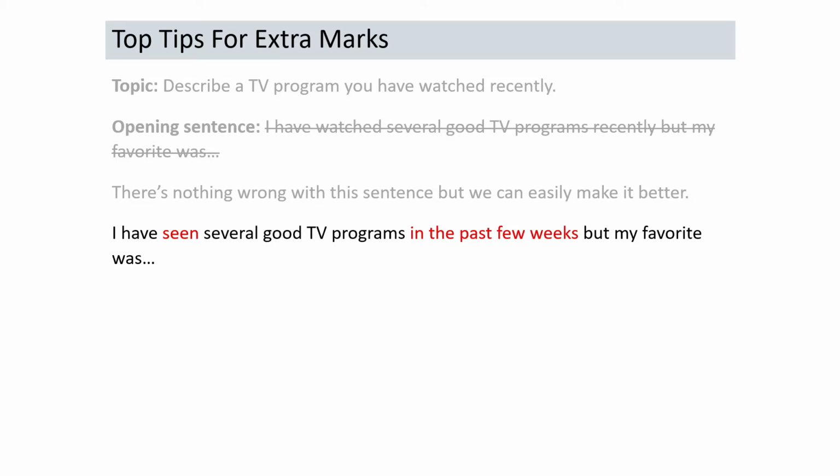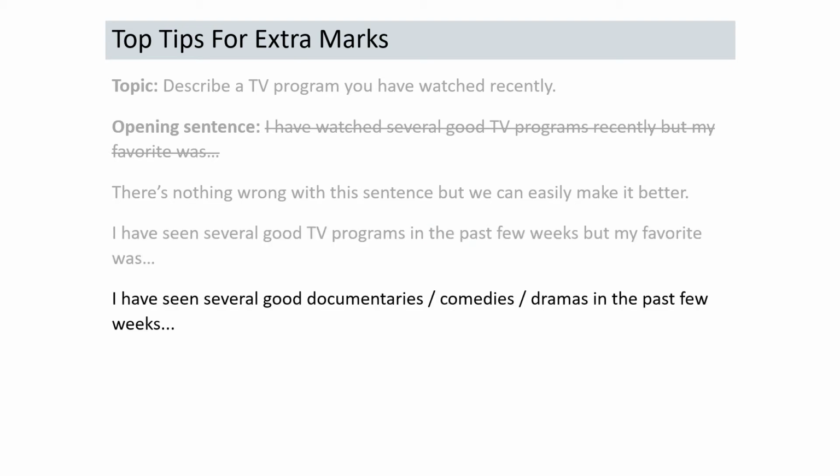I have simply changed a couple of keywords to show the examiner that I am able to say something in more than one way. This will gain me marks. You could also name a particular type of TV program instead of repeating TV programs. For example, I have seen several good documentaries or comedies or dramas in the past few weeks.